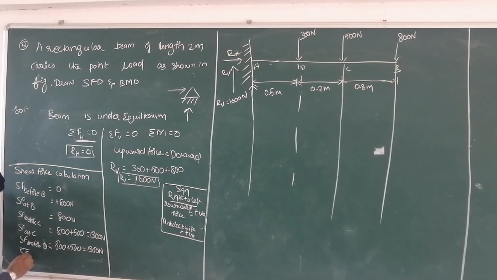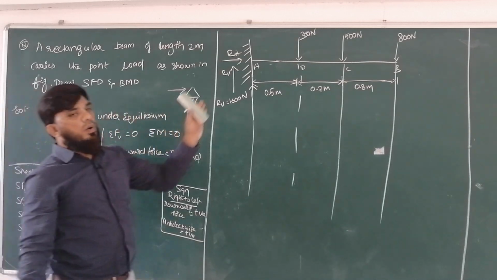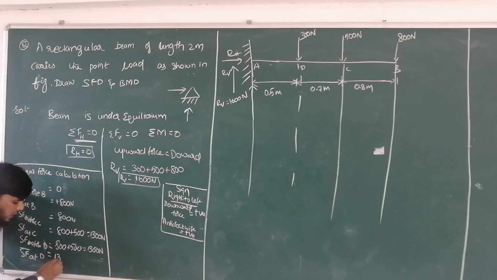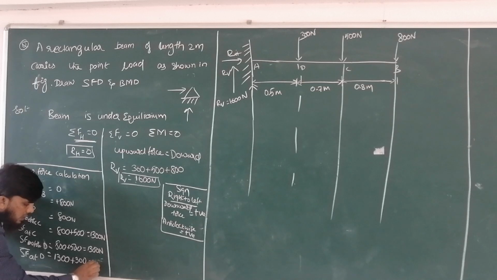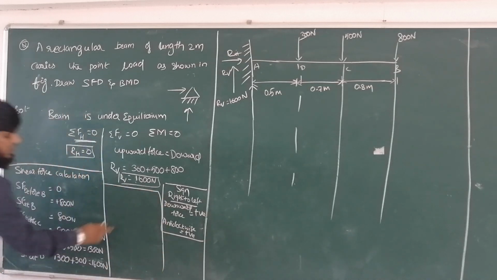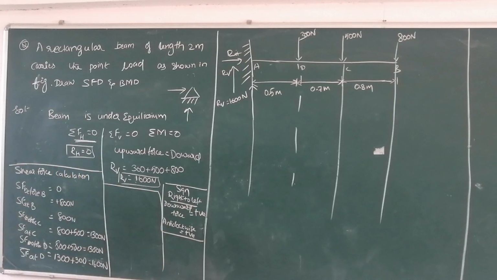Next is shear force at D. Exactly at point D, you have to consider the right side forces also. So how much are the right side forces? 1300 plus 300. So total is 1600 Newton. Let me take the usage of this small side, because after that we can wind up this.